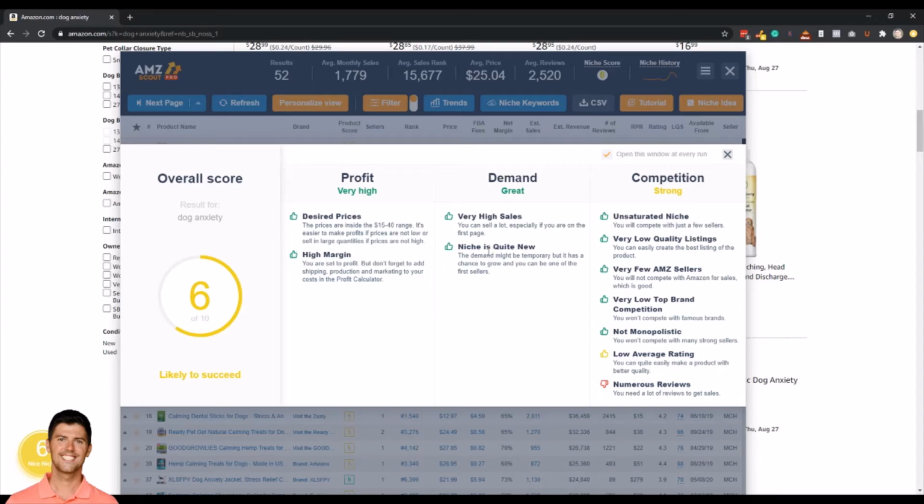There's high sales. The niche is quite new. Like I said, it looked like there were a lot of new products out there. It's unsaturated, low quality listings, which is good because then you can compete and get a better quality rating, and you're going to start making more sales. There's few Amazon sellers. And again, this is Amazon specific, but this is all good news. Low average rating, which is good, and numerous reviews.